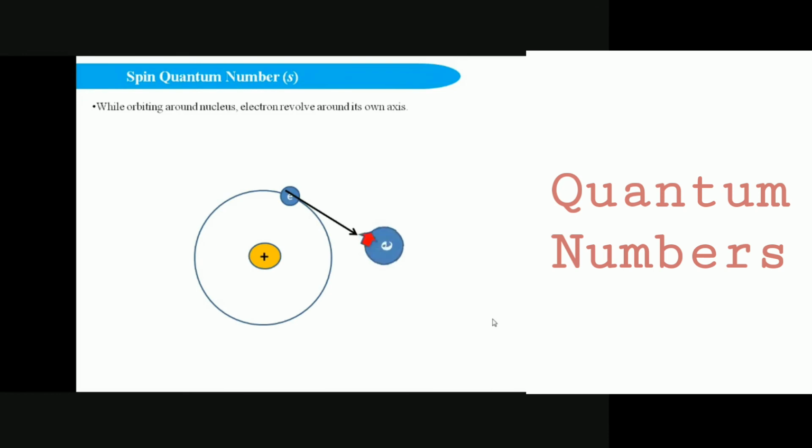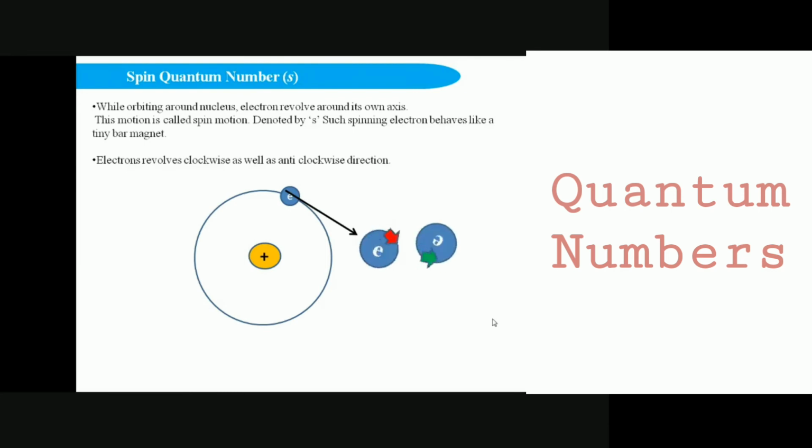So in this case, the nucleus is the sun and the electron is the Earth. When the electron is revolving around the nucleus, it is also spinning on its own axis. So it has two spins, one clockwise and one anti-clockwise. This motion is called spin motion, which is represented by small s. Now these two representations, clockwise and anti-clockwise rotation, will have a notation. How can we note it?